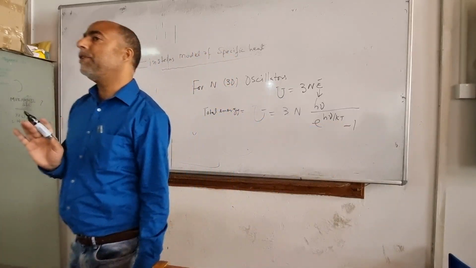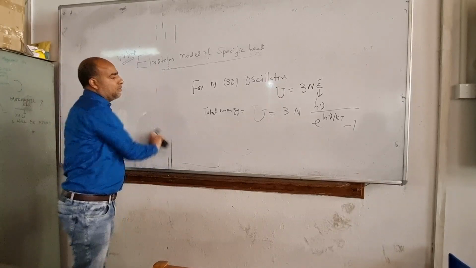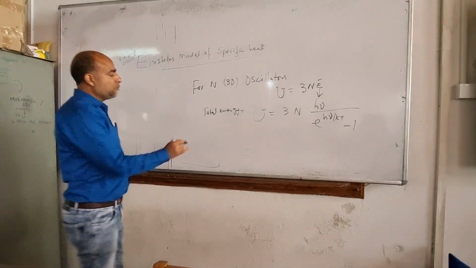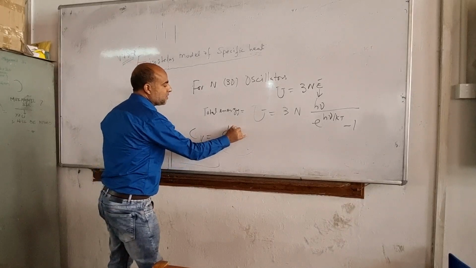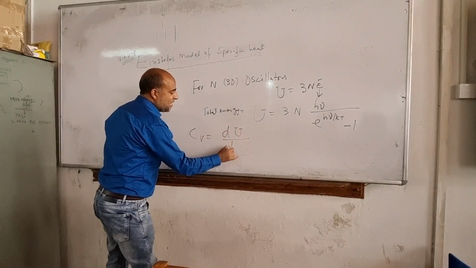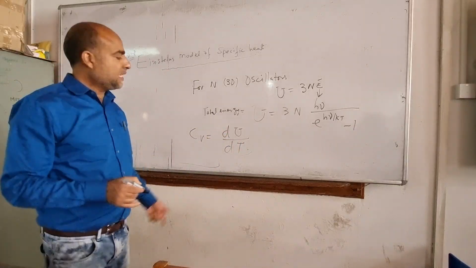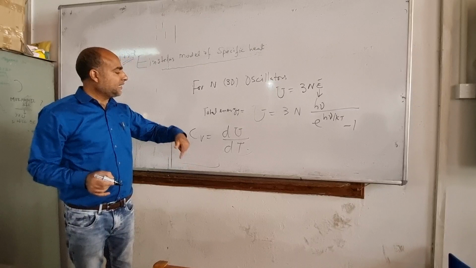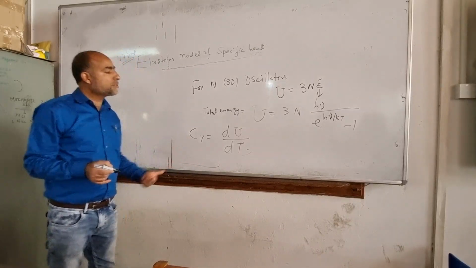Hope up to this point you have got it. Then what is our aim? Our aim is to find Cv. What is Cv? It is the change in total energy with respect to temperature, which gives you Cv, the specific heat at constant volume.